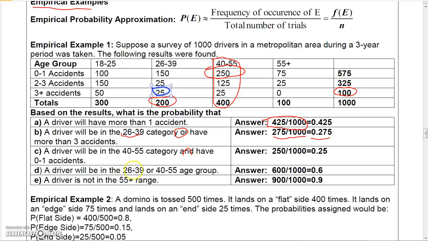The next one says we'll be in the 26 to 39 range or the 40 to 55 group. Well, there's no intersection there. So you just add the 200 here and the 400 here from the two groups, and you get 600 out of 1,000, which is 0.6. And then to find the number of drivers that are not in the 55 plus range, let's find out how many are in the 55 plus range, because that's easier. There's 100 in the 55 plus range, so that means there's 900 that are not in it. So the probability of that would be 900 out of 1,000, which is 0.9.